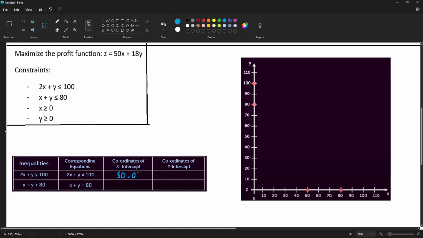And for the y-intercept, we will simply substitute x equals 0 into this equation. So it will become 0, 100. And the same goes for the second equation.